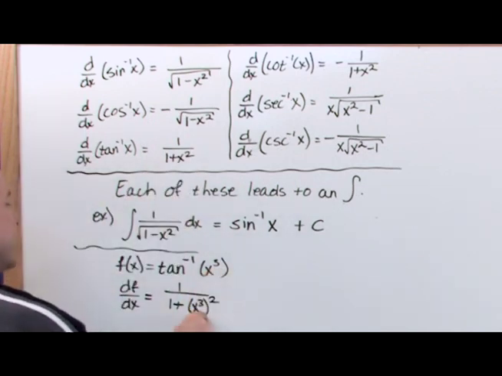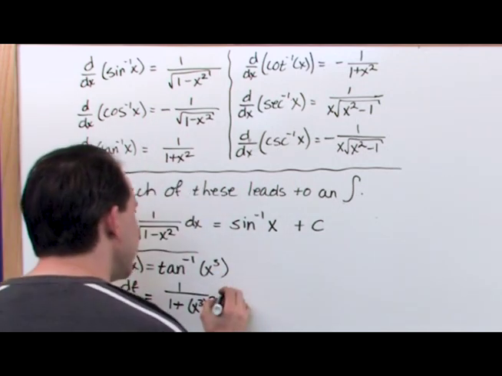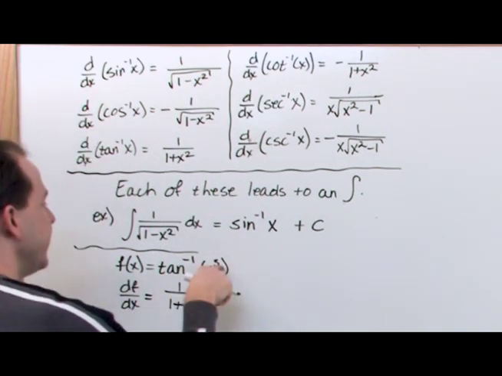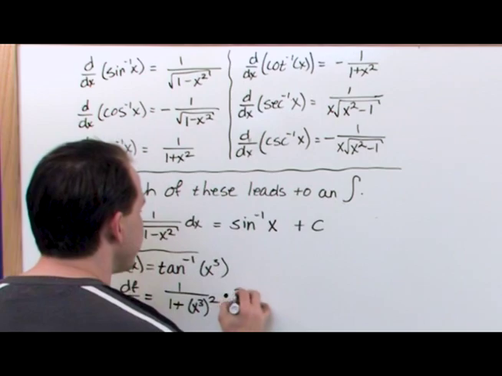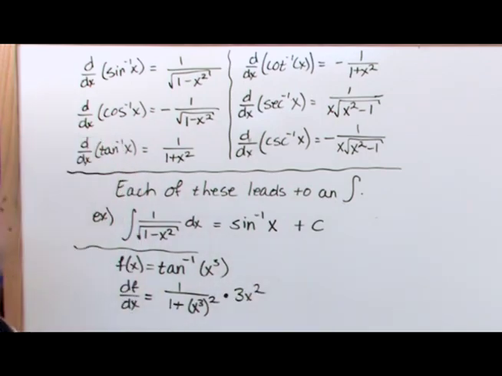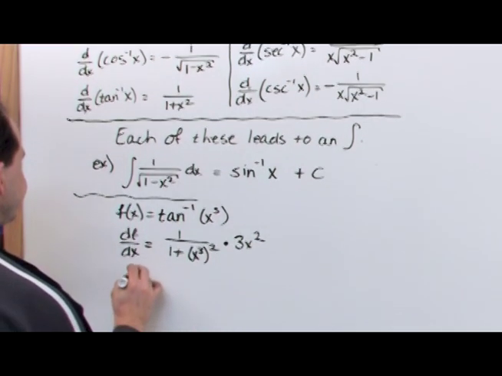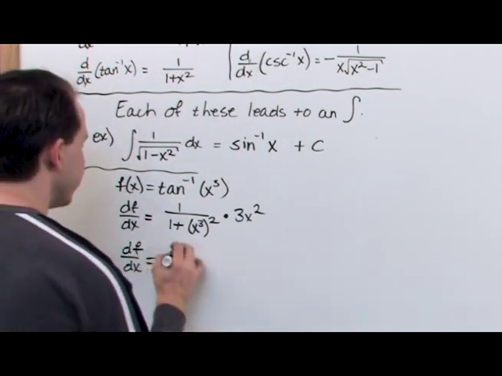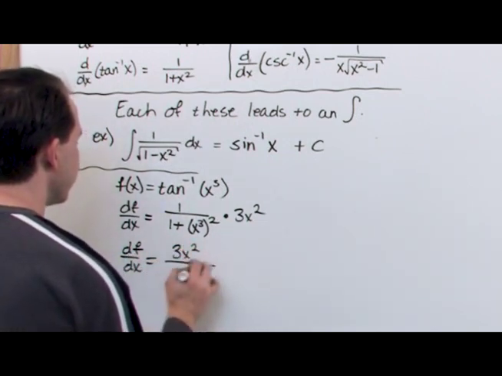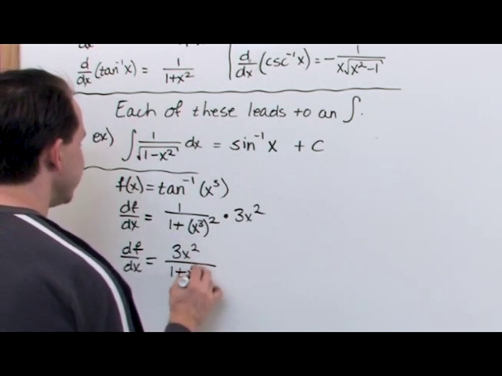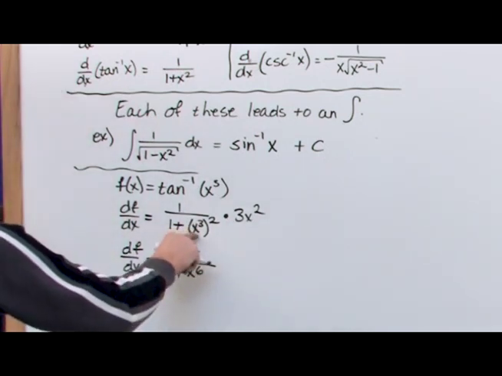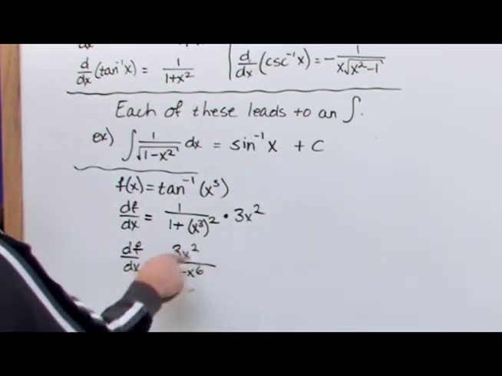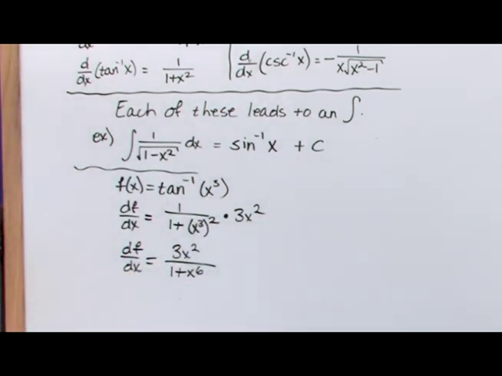So you take the derivative using the thing that you know. You use the argument that you had, but now you're not done yet. You have to multiply by the derivative of the inside to make it complete. Derivative of x cubed is 3x squared. So you multiply by that. So then df dx is just going to be equal to 3x squared on the top over 1 plus x to the 6th power on the bottom, because x cubed and squared, 3 times 2 gives you 6. So it's 3x squared on the top, 1 plus x to the 6th power on the bottom.